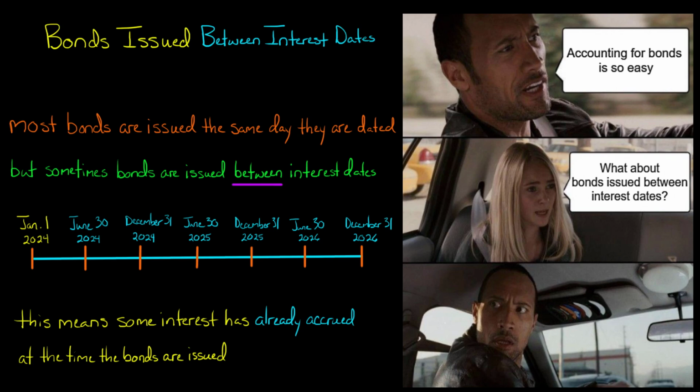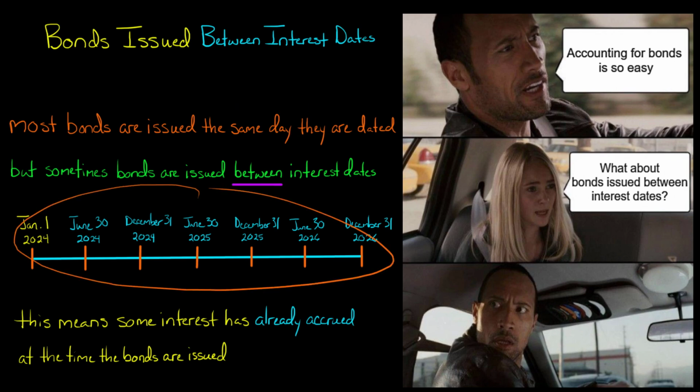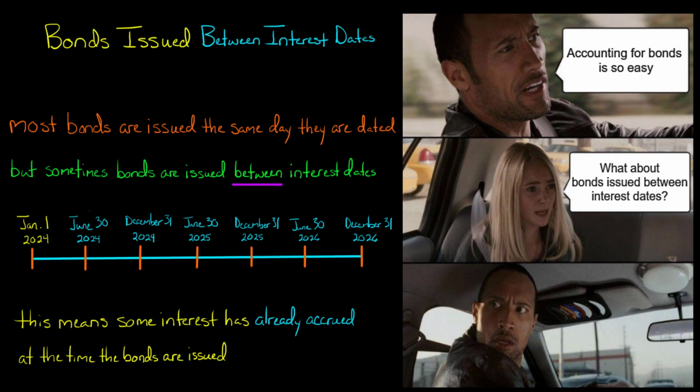In this video, I'm going to show you how to account for bonds issued between interest dates. Now, most bonds are issued the same day they are dated. For example, let's say we've got a 3-year bond that pays interest semi-annually on June 30th and December 31st, and it's due to mature on December 31st, 2026.